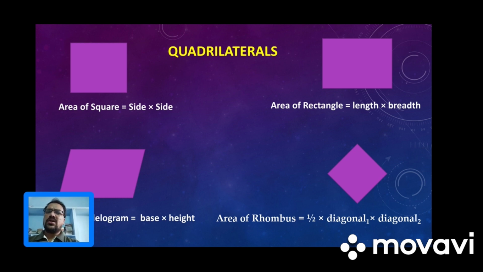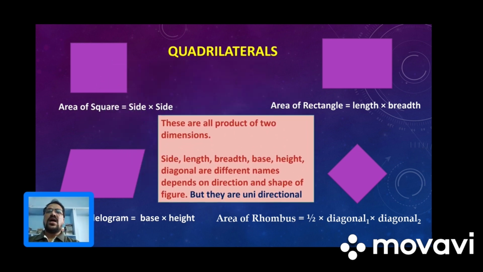Finally, what can we conclude? Yes, these are all products of two dimensions: side, length, breadth, base, height, diagonal are different names depending upon direction and shape of the figure, but they are all unidirectional, meaning they are all of one direction. When they multiply together, they become two-dimensional figures. That's why these are all two-dimensional figures.